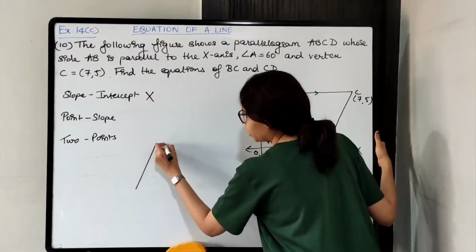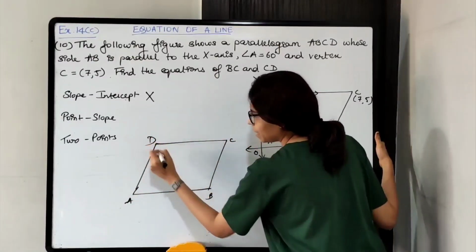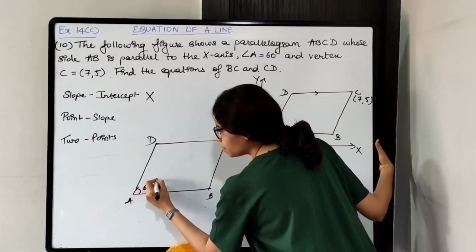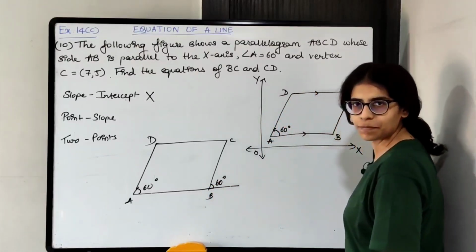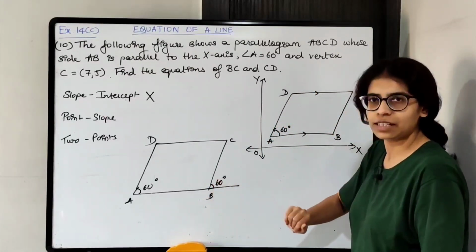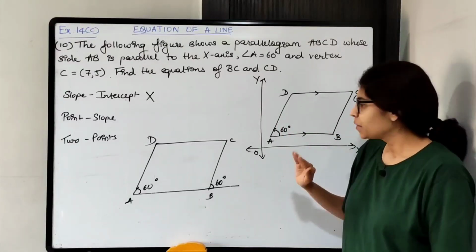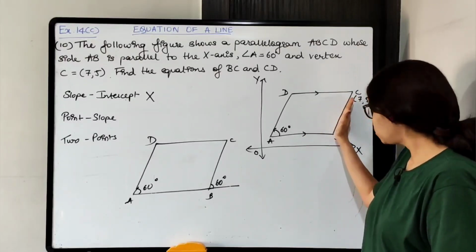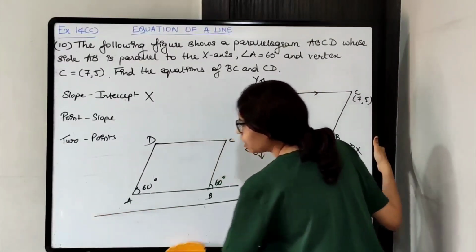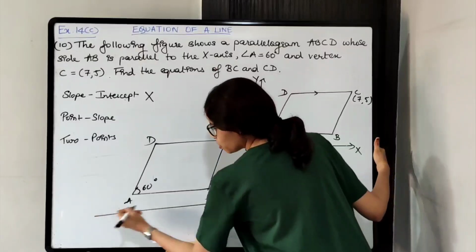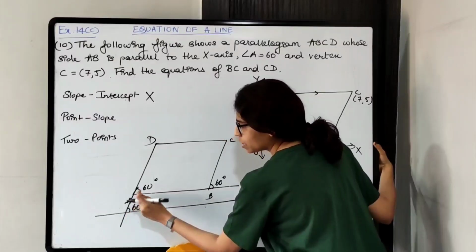I'll redraw the parallelogram. A, B, C, D is like this. This is 60 degrees. So if I extend this, this is also 60 degrees. Now it should make 60 degrees with the x-axis, right? So BC's angle should be 60 with the x-axis. I extended it like this, and the x-axis is here. This is the x-axis, right? So if angle A is 60, then this part will also be 60 because they are corresponding angles.